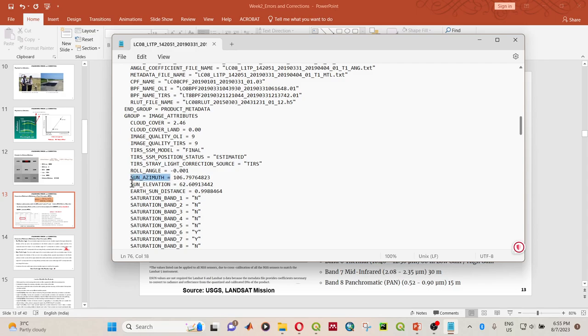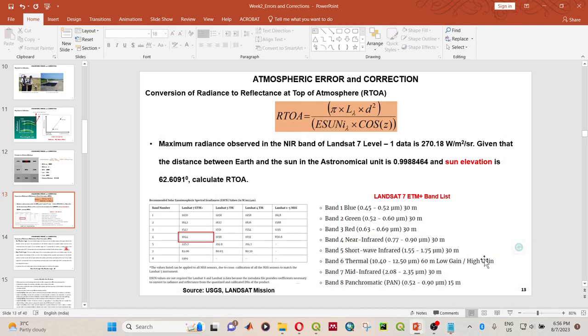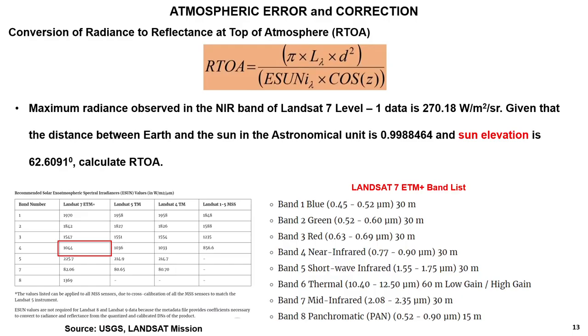So we just need to go through one by one. Sun azimuth is given, sun elevation is given, earth sun distance is given. And these are all for Landsat data only. If we use Copernicus or some other satellite, then it will be a different metadata file. The process is the same, but where we take the data from will be different.